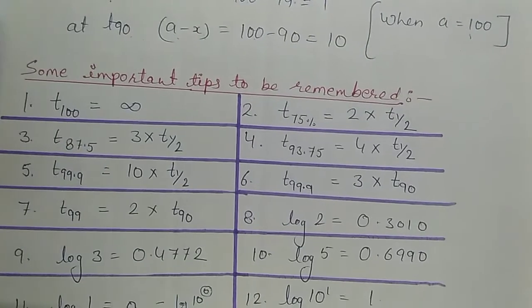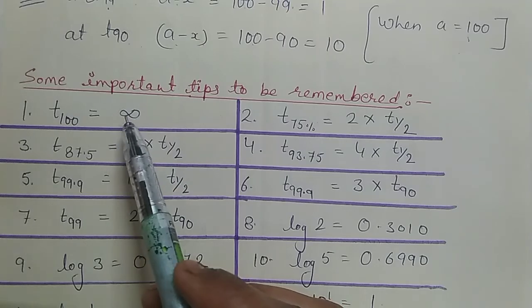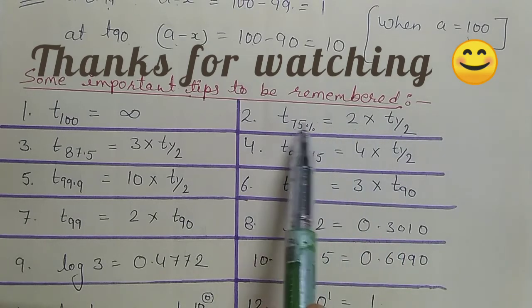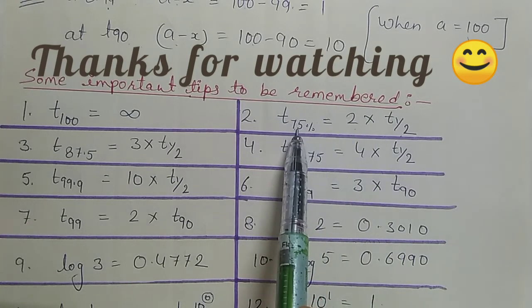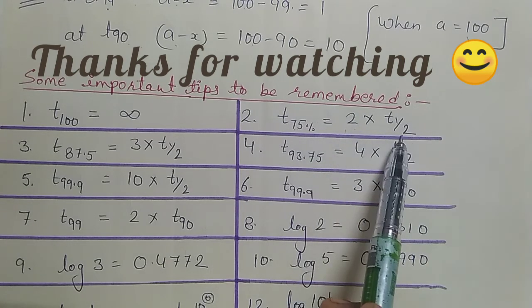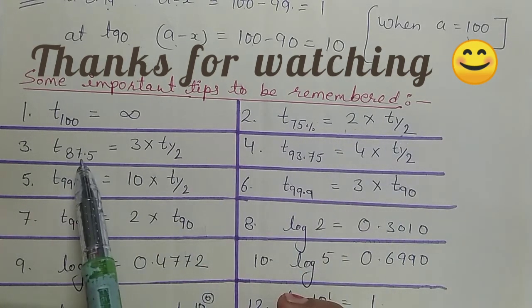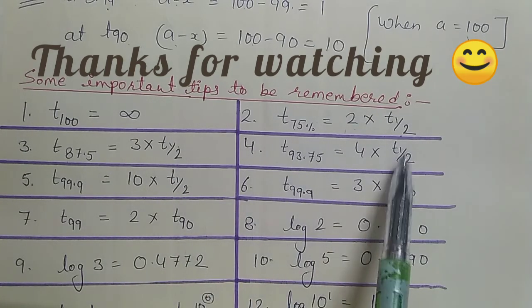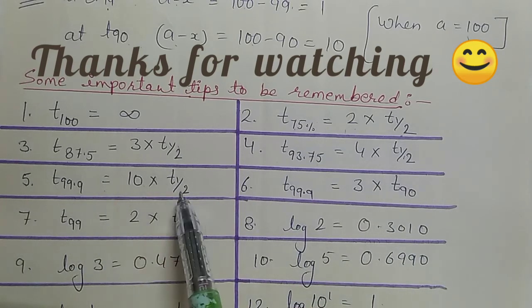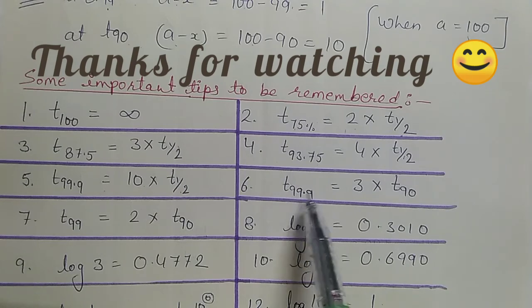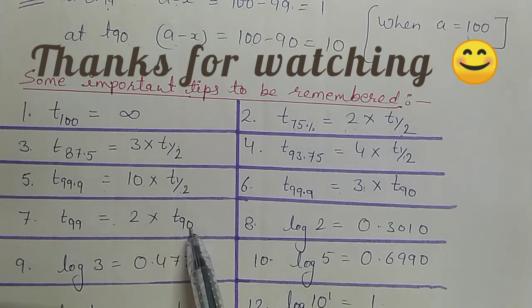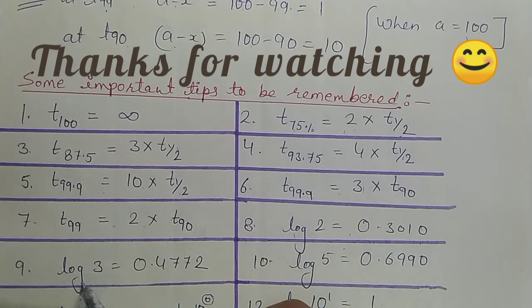Some important relations are: T infinity is equal to 100 infinity always. T75 will be equal to 2 into T half, means the time for 75% reaction will be 2 times its half-life. T87.5 will be equal to 3 into T half. T93.75 will be equal to 4 into T half. T99.9 will be equal to 10 into T half, as we have proved. T99.9 will be equal to 3 into T90. T99 is equal to 2 into T90. It is also proved. These are the values I have told you. Log 2 is equal to 0.3010.